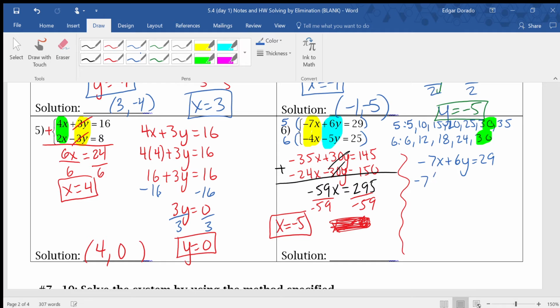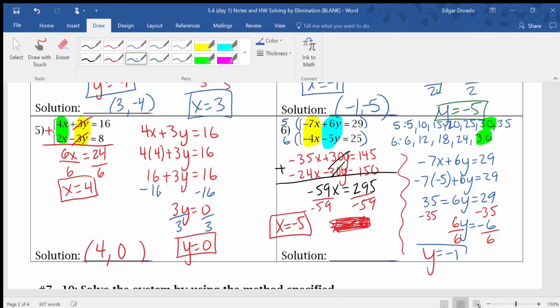Okay, so that would be negative 7 times negative 5 plus 6y is 29. That'd be a 35 plus 6y equals 29. Subtract my 35. So I get 6y equals negative 6. Final step, divide by 6, divide by 6. So I get y equals negative 1. So my final ordered pair is negative 5, comma, negative 1.